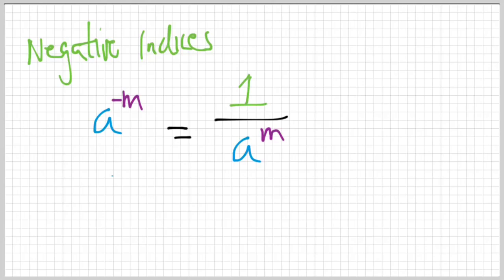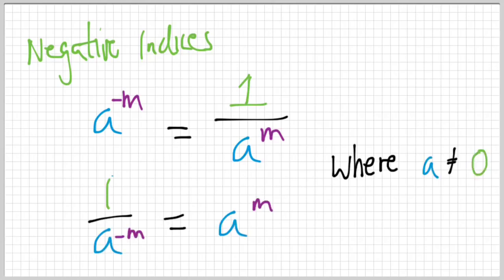And of course, you can do it the other way. If you have a negative exponent on the bottom, you can make it positive by putting it up on the top. You swap the sign, the negative or positive, of the exponent, and you swap whether it's on the top or the bottom of a fraction. Important to note that for all of these, a is not 0, because if you have 0 to a power, that's going to be 0, and you can't have 0 on the bottom of a fraction. So important that we make that note.